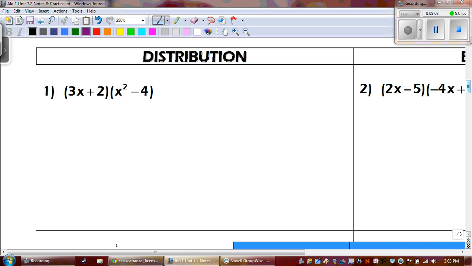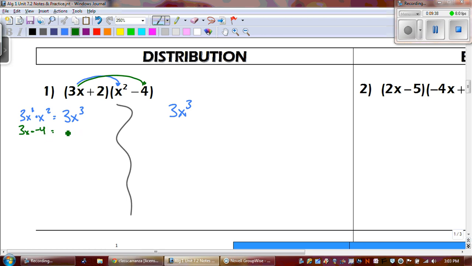Okay, so the first step, we're going to multiply the 3x times x squared. And remember that that x is x to the 1. So we have 3x cubed. This is going to be all my work on this left-hand side. Now the next thing we're going to multiply, 3x times negative 4, which gives us negative 12x, because 3 times negative 4 is negative 12.